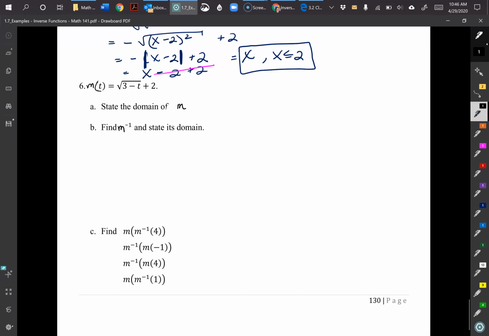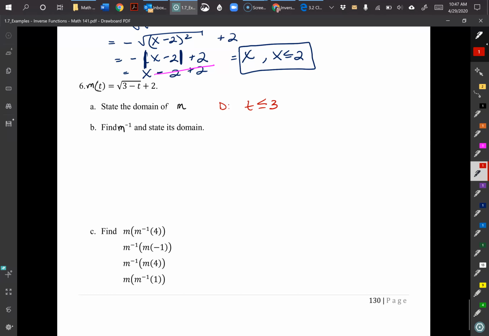So what we're going to do is state the domain of the function m of t. So we have the square root of 3 minus t, plus 2. We have to make sure this is greater than or equal to 0, so my domain would be t less than or equal to 3. To make that work, just set it equal to 0. Then we're going to find the inverse and state its domain.